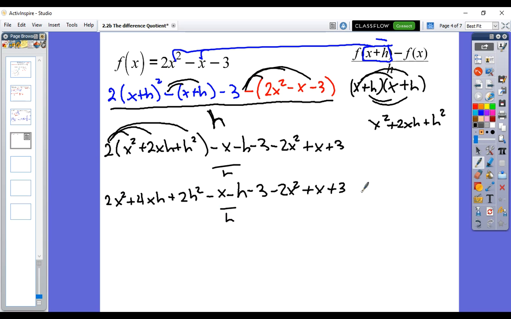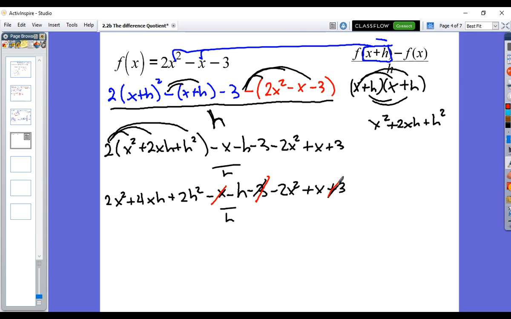So let's simplify. Let's combine like terms. So let's start with the 3. So 3 and negative 3 and a positive 3. I'm going to change the color so we know these are gone. Bam, bam, those are gone. We have a negative x and a positive x right there. And then we've got a 2x squared and a negative 2x squared. So all we're left with is 4xh, 2h squared, and then negative h.